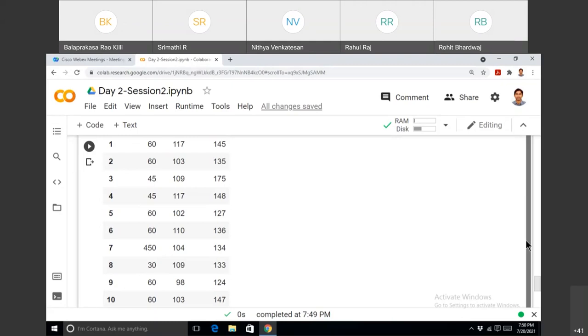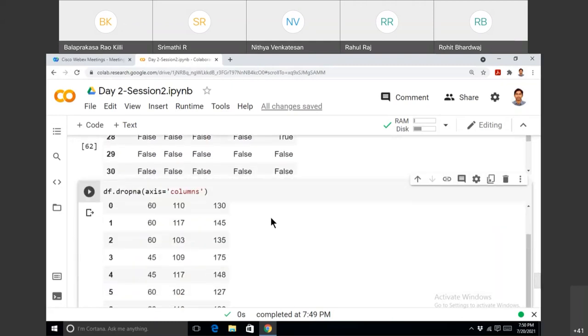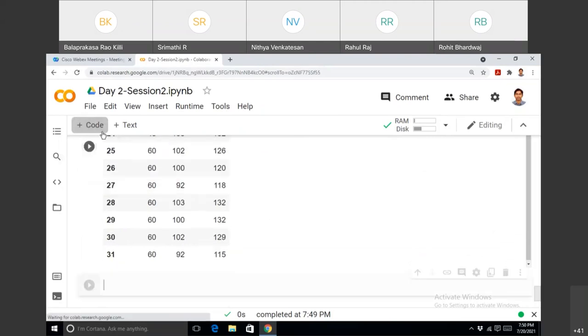Similarly, you can write axis equals rows here. Then what will it do? It will drop the rows where the null values are there. Let me give columns only here. So now, it may not be appropriate to drop all the columns. Suppose there are 32 rows. Out of 32 records, there is only one null value somewhere. Just because of this one null value, you want to drop the entire column. It may not be appropriate, right?